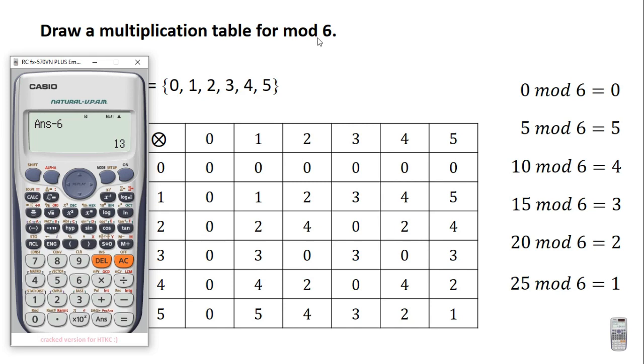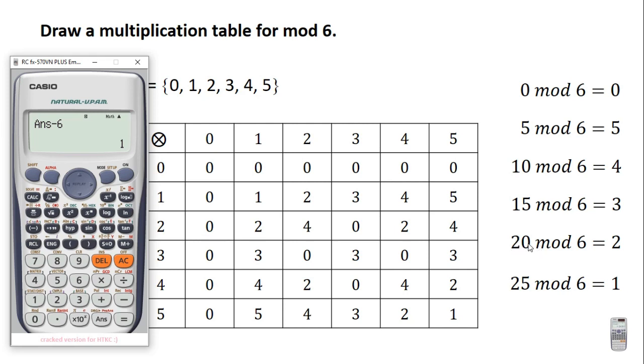13 is still bigger than the modulus, which is 6. So you subtract 6 again. 13 minus 6 will give us 7. 7 is still bigger than the modulus, which is 6. So you subtract 6 again and you have 1. Now, 1 is less than the modulus, which is 6. So it means that 25 mod 6 is 1.